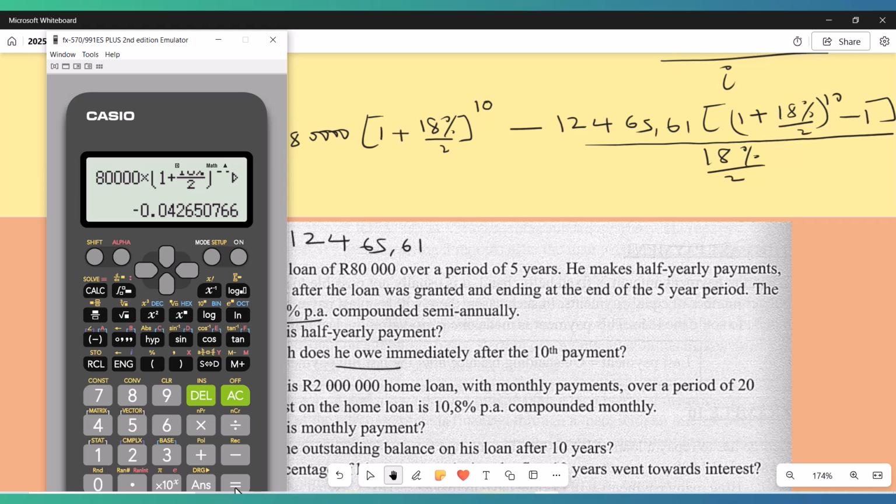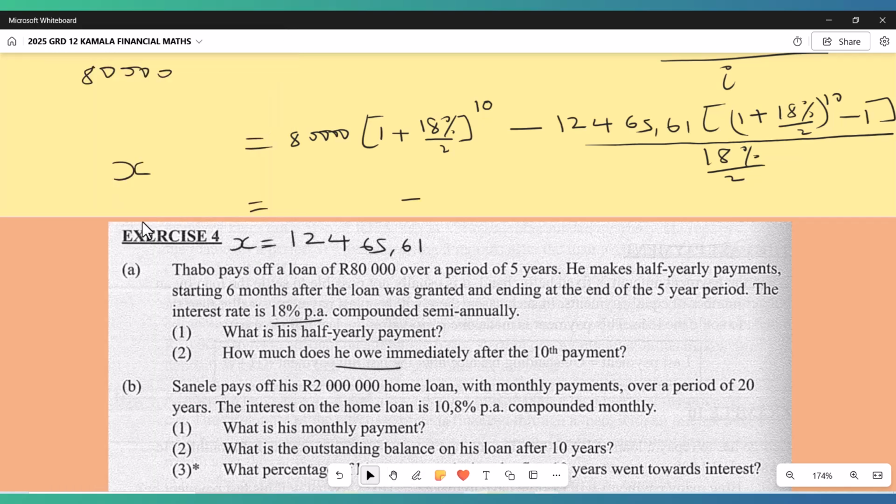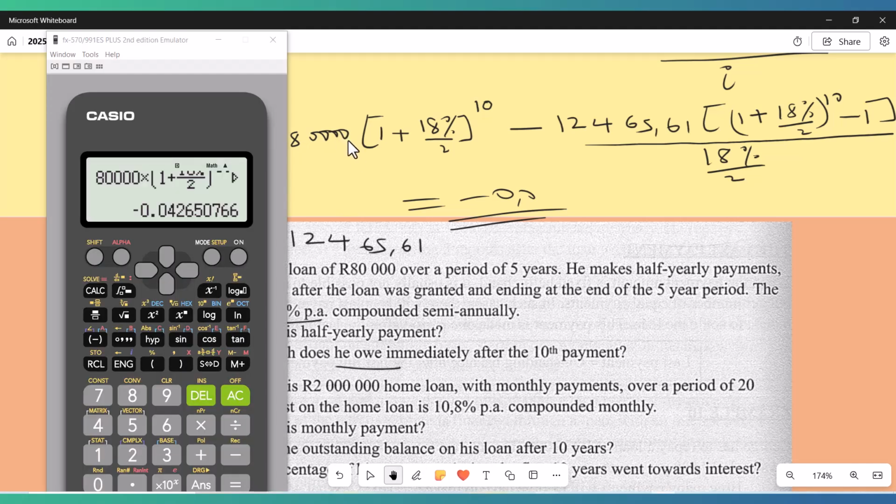So our answer is 0. It means that in this particular case, because this is negative 0 comma something, it means he is not owing, as the loan has been paid in full.